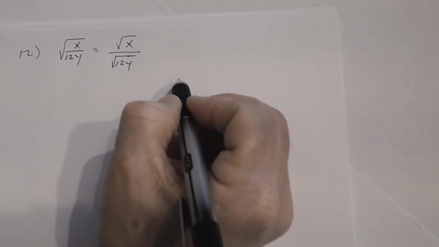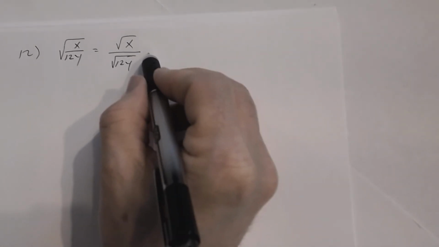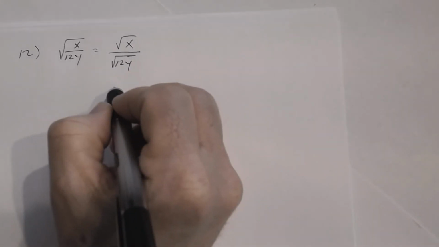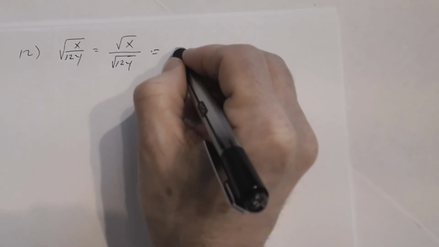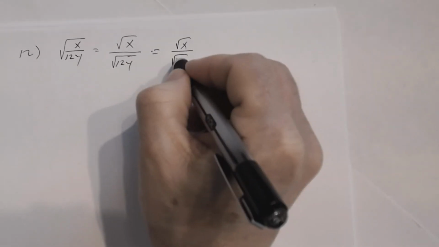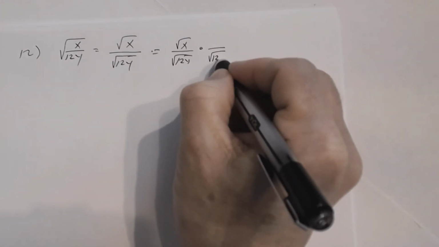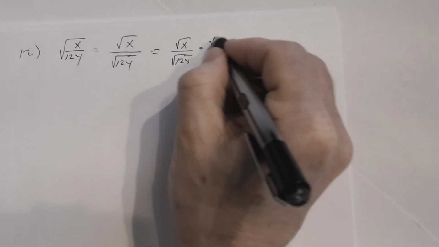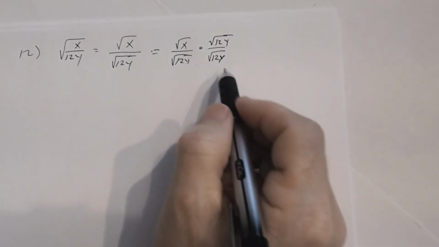Now, just like I said a while ago, you can right now, if you want to, multiply both the numerator and the denominator by the square root of 12y to get rid of that square root. Okay, and you definitely can. There's nothing wrong with that. So if you want to at this point multiply numerator and denominator by the denominator, that's fine. Okay, but you have to do some work though.